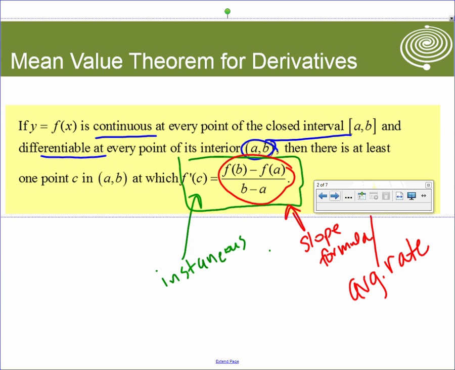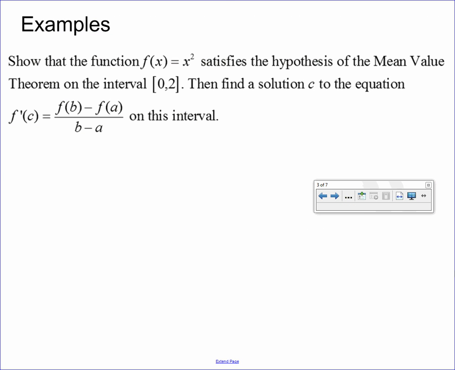So what this mean value theorem is saying, mean as an average, it's saying that the average rate of change equals the instantaneous rate of change at some point. There's at least, it can happen more than once, but there's at least one place where the average rate of change and the instantaneous rate of change are the same. So we're actually going to look at an example of this.